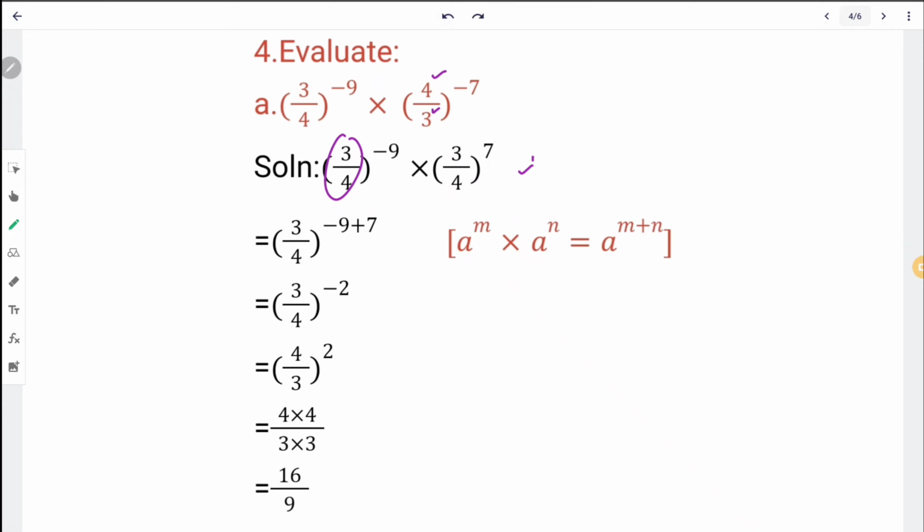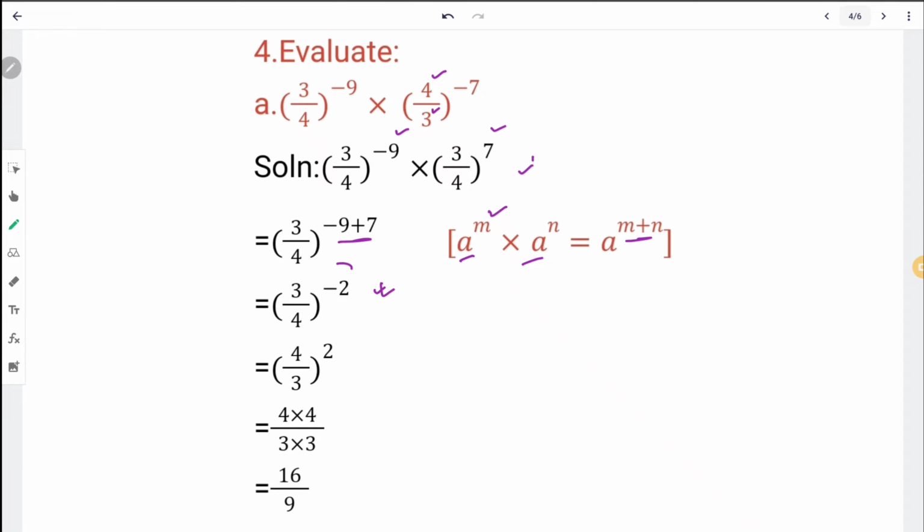So what happens when you do that? According to law 1, the bases are same, right? 3 by 4, 3 by 4, but the powers are different. And remember, it is multiplication, which means we can add the powers. Okay, so my M is how much here? Minus 9, N is 7, right? So M is minus 9 and then N is 7. Okay, add the powers. So minus 9 plus 7, we're going to get minus 2.